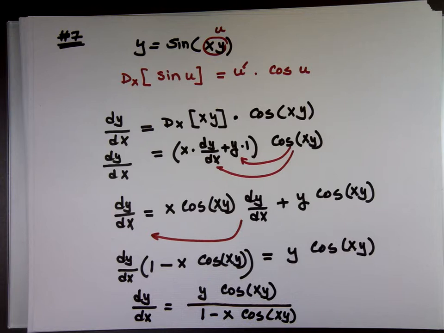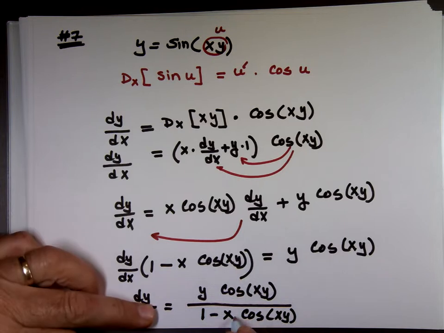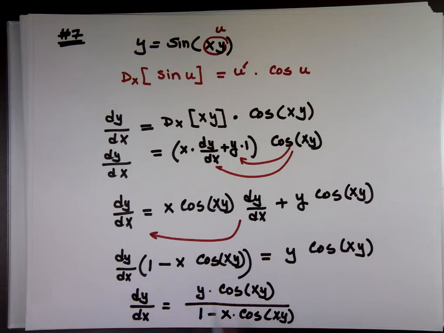y cosine xy, 1 minus x. Again, the only difference when I look at the solution, they put dots here to show multiplication. That's the only difference. They put the dots. But that's the answer they have.